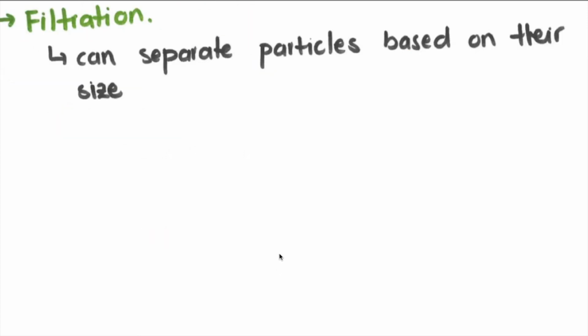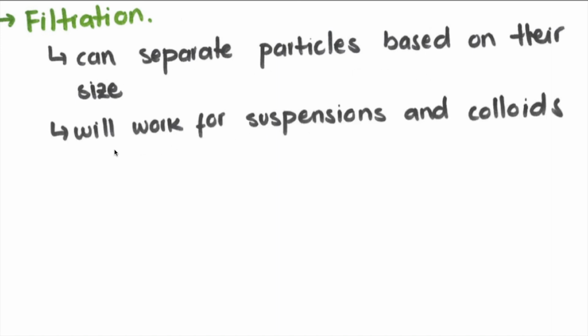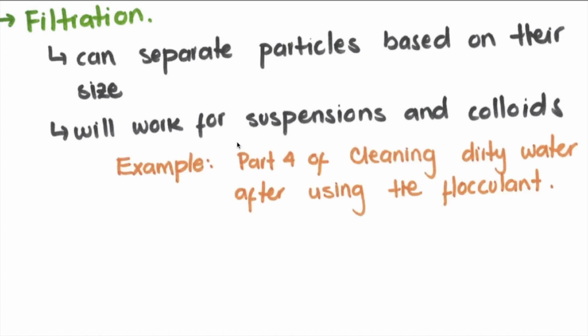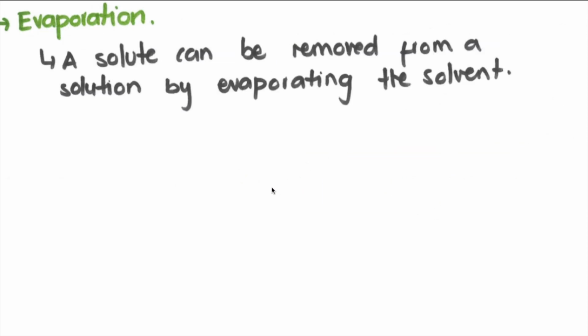Okay, another way that you can separate mixtures is by filtration. Filtration can separate particles based on their size. It works for suspensions and colloids. A good example is what we already did in part 4 of cleaning dirty water when we did this prac after using the flocculant. Remember that when we put the chemicals, then we left them for a while and let it settle, and then we used the filtration paper and we were able to filter the water and obtain clean water. So that's a very good example that you already have.